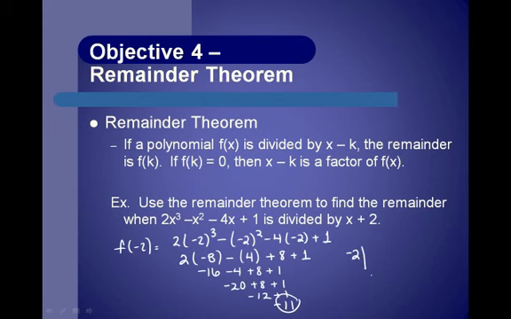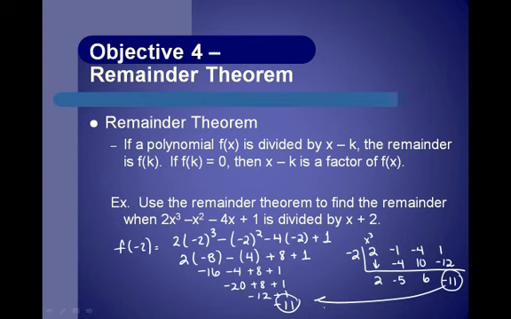If we did synthetic division by negative 2, and we've got 2 in our x to the third, negative 1 in our x squared, negative 4 in our x, positive 1, and did synthetic, negative 2 times 2 would be negative 4, which gives us negative 5. Negative 2 times negative 5 is positive 10. Negative 4 plus 10 would be 6. Negative 2 times 6 would be negative 12. And 1 plus a negative 12 would be negative 11.